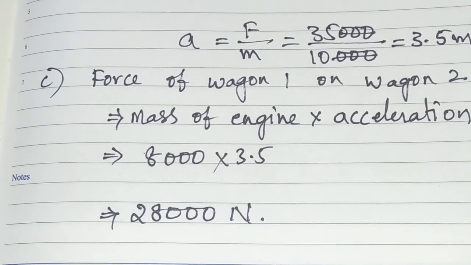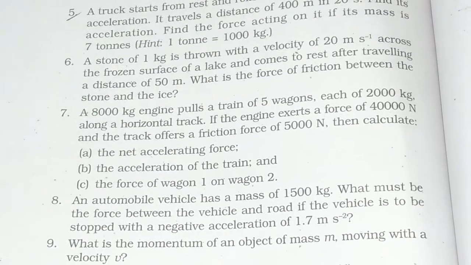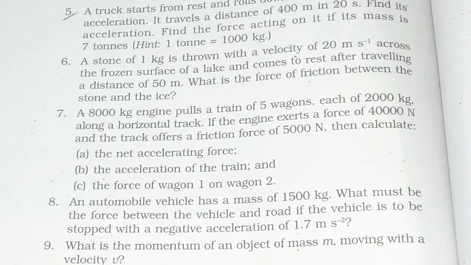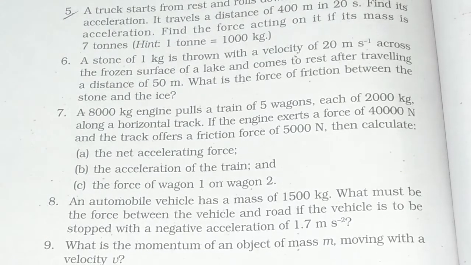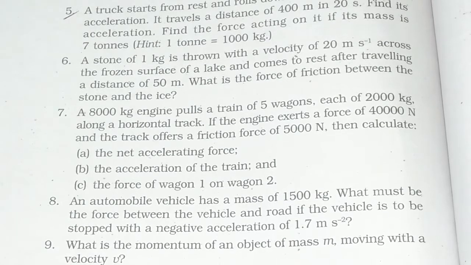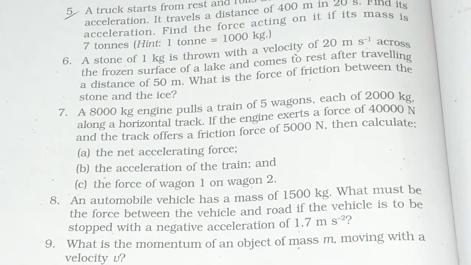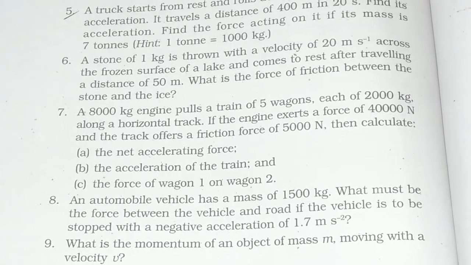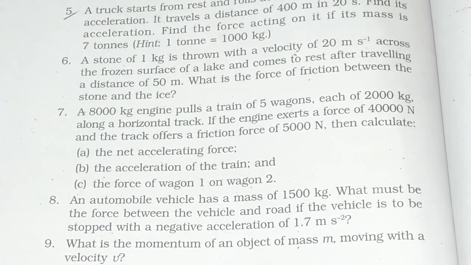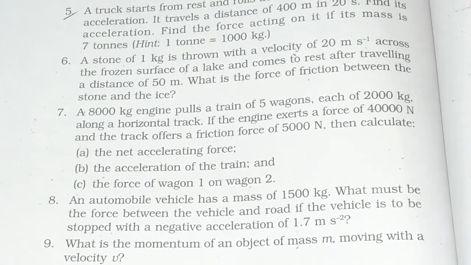Let us proceed with the 8th question. So here if you see this 8th question, children, it's given that an automobile vehicle has a mass of 1500 kilograms. What must be the force between the vehicle and road if the vehicle is to be stopped with a negative acceleration of 1.7 meters per second square? Let us see what to do here. We have to find out the force only. Mass is given and negative acceleration also is given. Based on that, we'll find out.